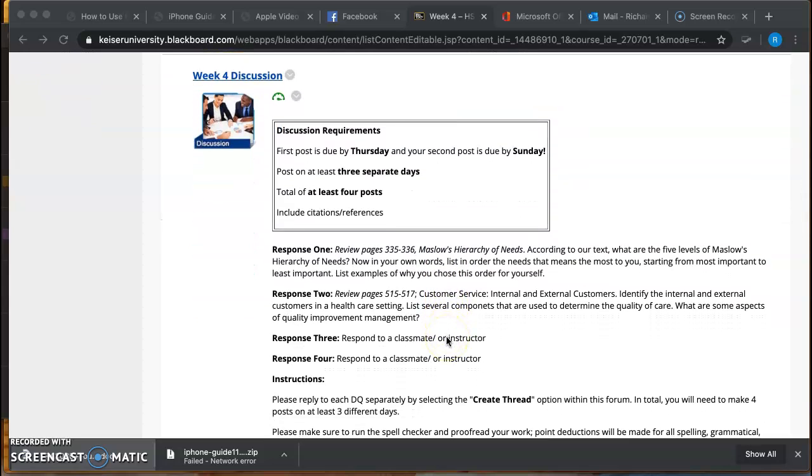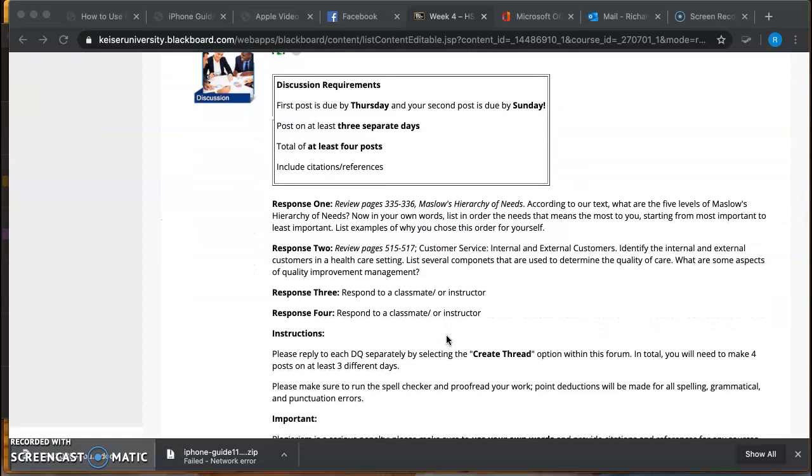So for your week 4 discussions, your first discussion post says review pages 335 through 336, which has Maslow's hierarchy of needs. According to our text, what are the 5 levels of Maslow's hierarchy of needs? So tell me what Maslow ranks the hierarchy of needs as. Now, in your own words, list and order the needs that mean the most to you, starting from the most important to the least important.